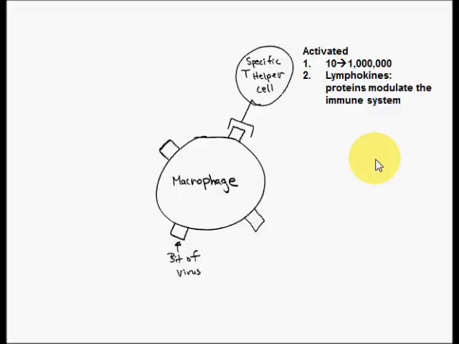It stuck with me. So the specific T helper cell will then send out signals. We can call them, in this case, lymphokines, because the word lymph is going to denote that it has to do with the immune system.